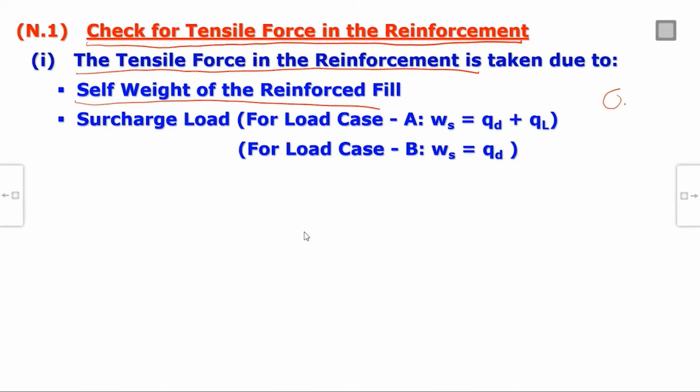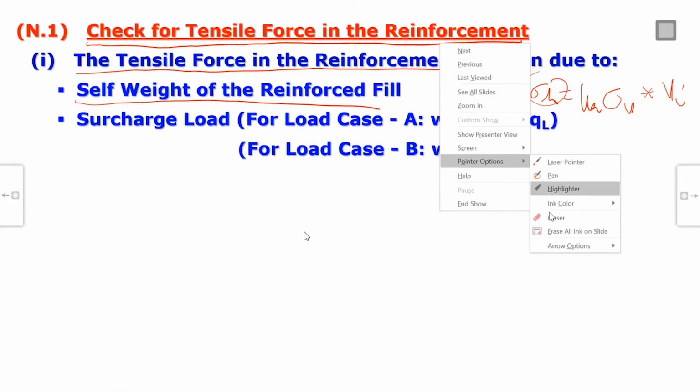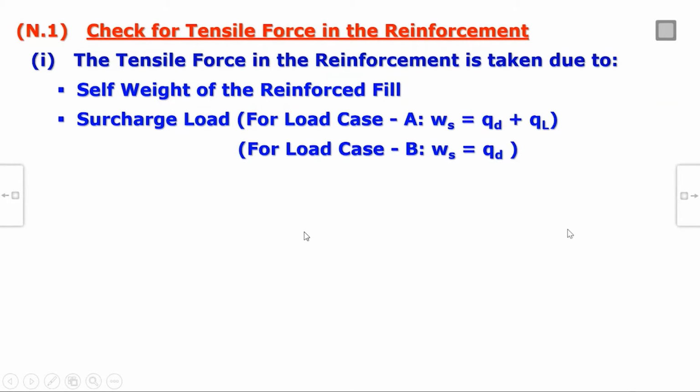basically sigma V. Sigma V times Ka is what will be the horizontal stress at that location, and if I multiply it by Vi spacing, then this will become horizontal force, as we have seen earlier. So for calculating sigma V, we will take self weight of reinforced fill, then we will take surcharge load also for load case A and B. As I told you, for combination C, we only do settlement and external stability. Internal stability, we use only load case A and B.